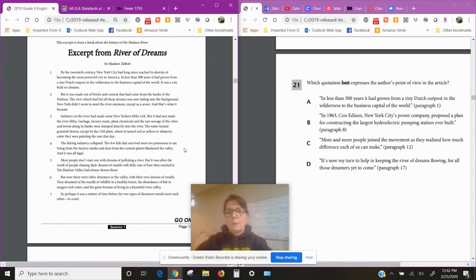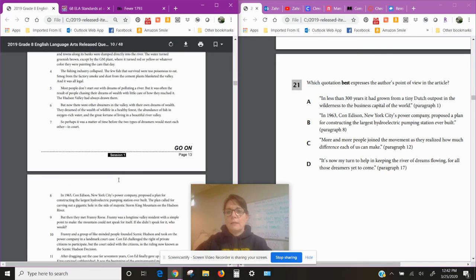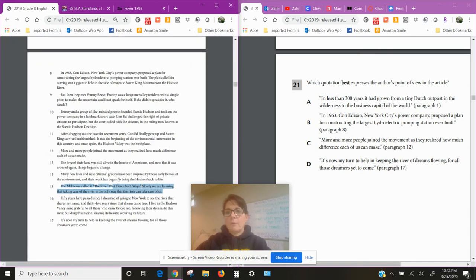B. In 1963, Con Edison, New York City's power company, proposed a plan for constructing the largest hydroelectric pumping station ever built. Paragraph 8. C. More and more people joined the movement as they realized how much difference each of us can make. Paragraph 12. D. It's now my turn to help in keeping the river of dreams flowing for all those dreamers yet to come. Right there.